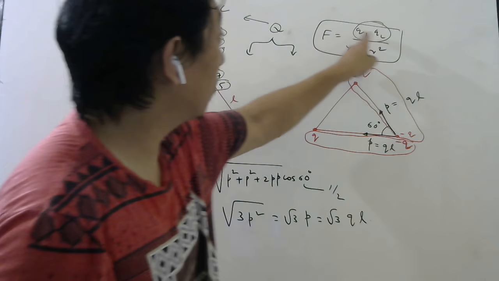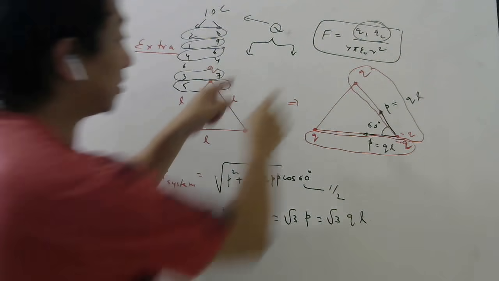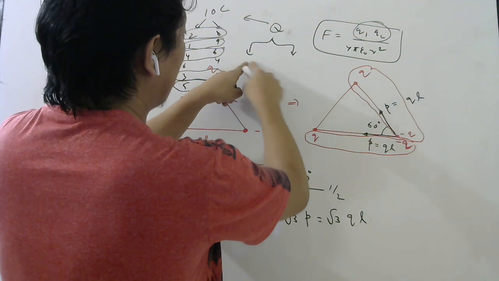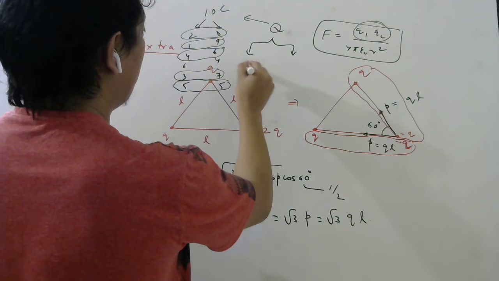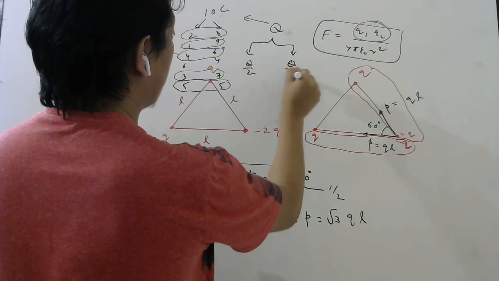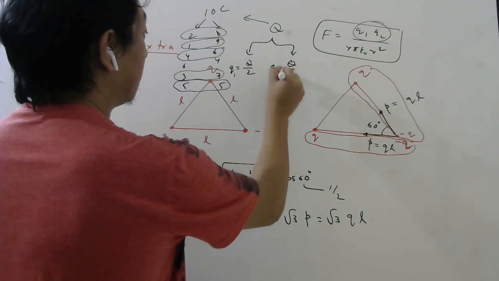At that time this product will be maximum, so force will be maximum. So in order for the force to be maximum between the parts, this charge should be divided equally. So this should be q by 2, this should be q by 2. So this should be the value of the two charges.